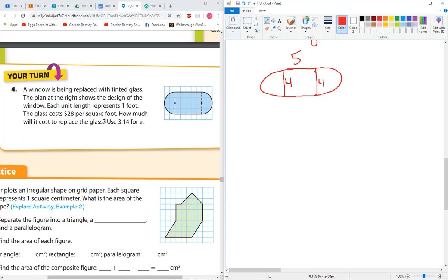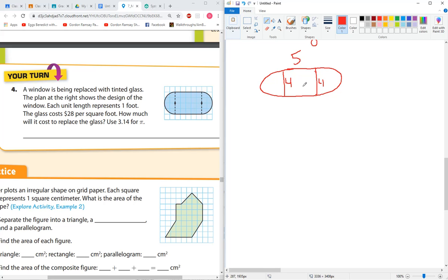And it costs $28 per square foot. We're going to deal with that later. Right now, if we don't even know the square feet, we can't even deal with this right now. So let's leave that for later. What we're going to do is it's already kind of broken up into parts. We have a half circle here, we have a half circle here, and we have a rectangle here. What happens when you have 2 half circles? Well, you get 1 full circle. Half plus half is 1.